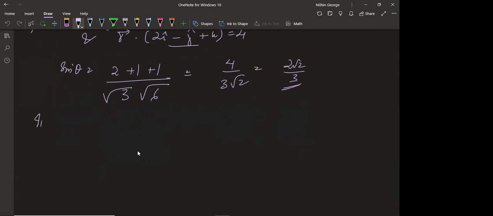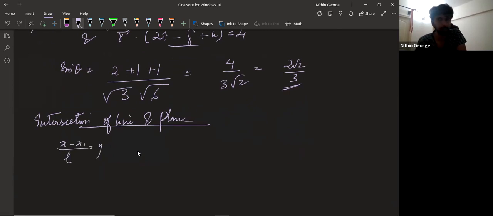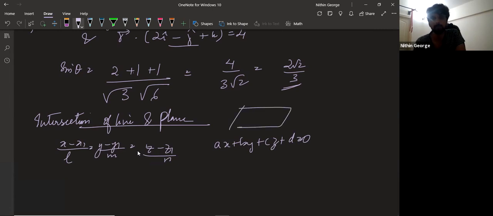Okay, now comes intersection of line and plane. There's a line given to you, x minus x1 by L equal to y minus y1 by M equal to z minus z1 by N, and a plane given to you, ax plus by plus cz plus d equal to 0. So how do you solve for the intersection of line and a plane? Where do they meet?